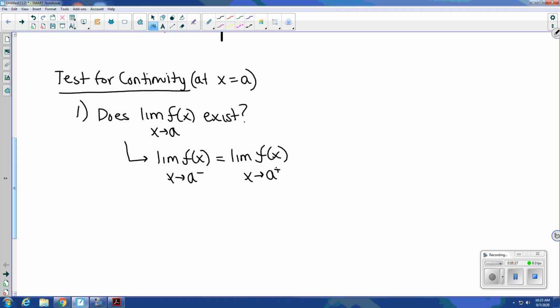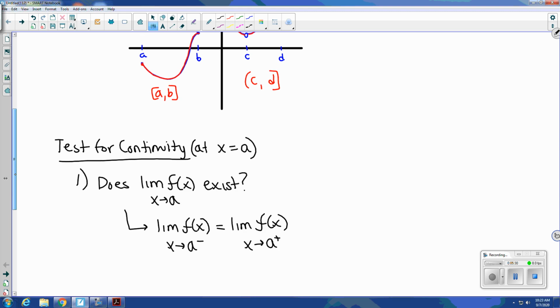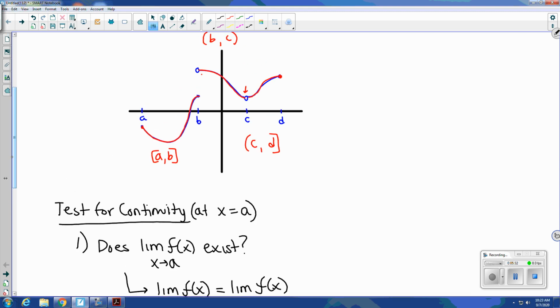Now, why do we want to test for that? Well, if we go back to our example graph, we can see that at a point on the intervals where we did have continuity, let's say I'm looking at a point within this first interval here, we can see that at this point, the limit exists. Like as we approach from the left and from the right, we arrive at that same coordinate.